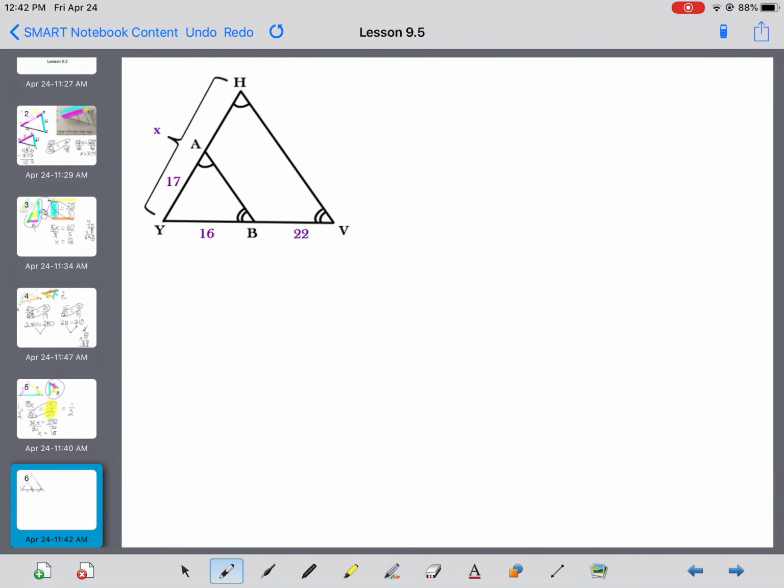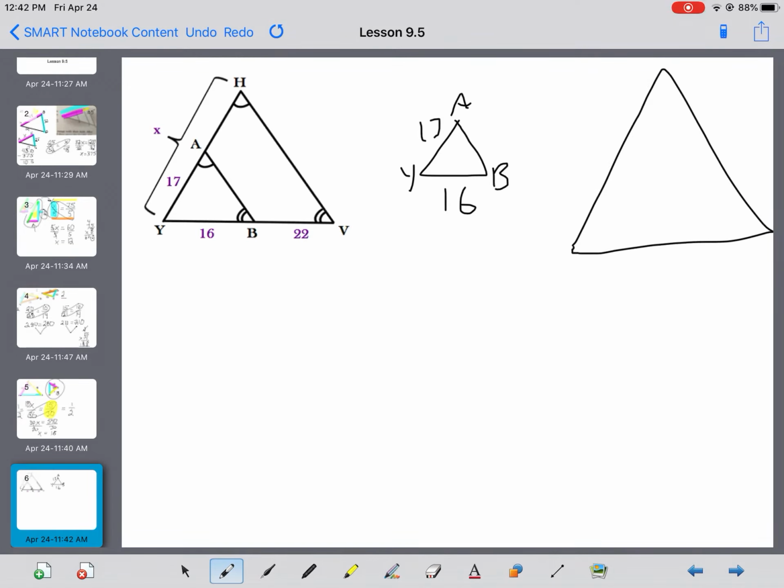Okay, let's do one more. This is again more of a challenge or application one, but I thought it was good to go over it with you. So here I want to solve for x, but I have two triangles within each other. So what I can do if I want is I can first deal with that small triangle, which is triangle y, a, and b. And I know from y to a, it's 17, and from y to b, it's 16. Now I have this big triangle.